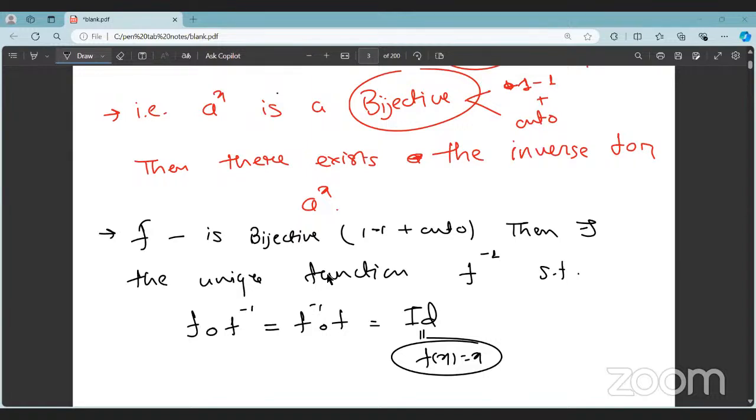if a function is only injective, then it need not have an inverse. For an inverse, we need bijective. I mean, we need onto. Then only you can reverse it, right? Because if you don't have onto, then when we take f inverse, let me explain.